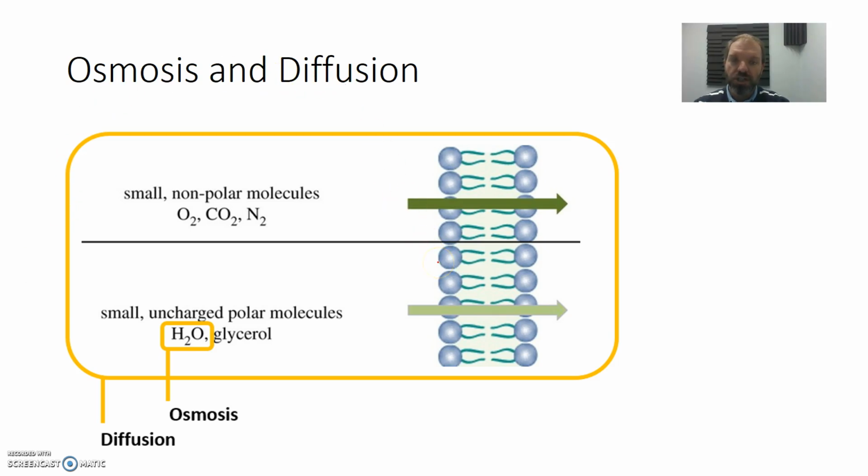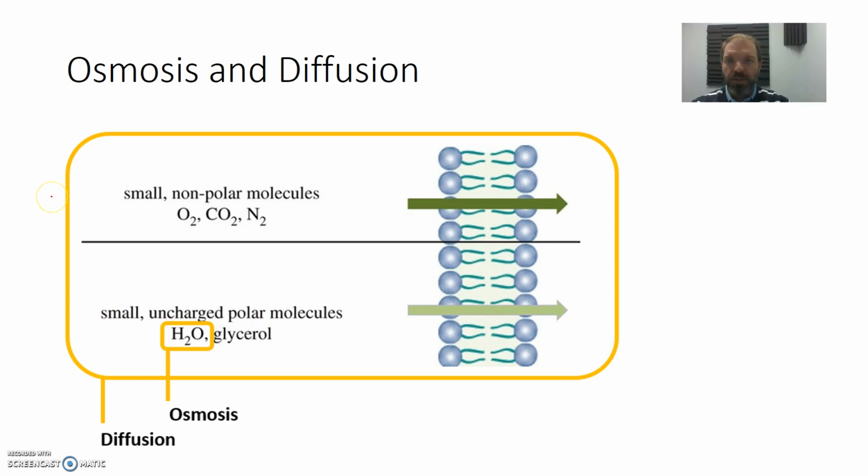So diffusion is just a general term really for that movement of substances from areas of high concentration to low concentration. When it's across a membrane, we call that passive transport or diffusion across the membrane. And that happens for small non-polar molecules like oxygen, carbon dioxide, nitrogen, dissolved gases, and also small uncharged polar molecules like water and glycerol.